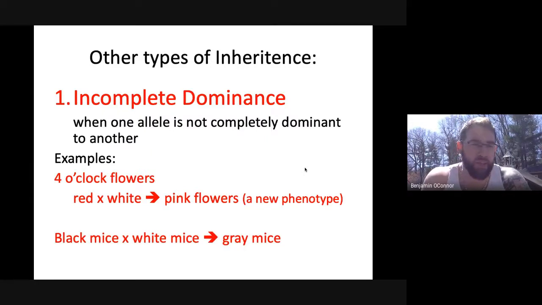And black mice, when mated with white mice, will actually produce gray mice. Again, using the mice example, if it was just dominant or recessive, you would have only black or white mice. But because they have incomplete dominance, they can show up as gray.